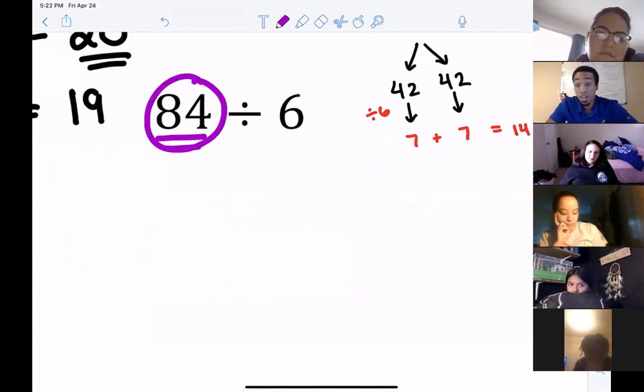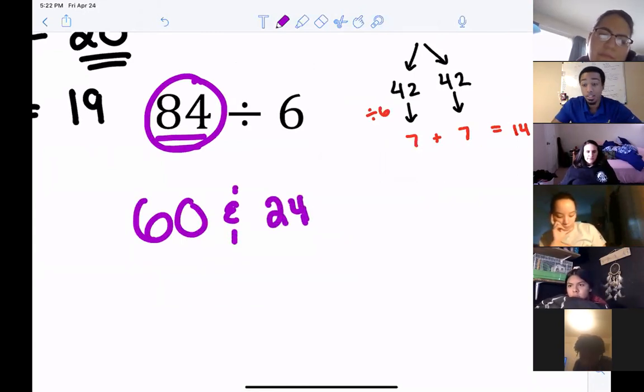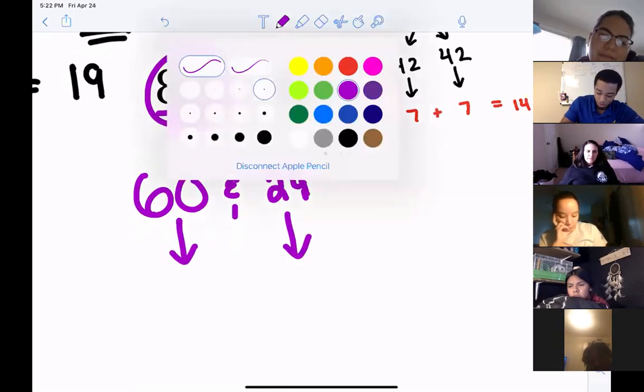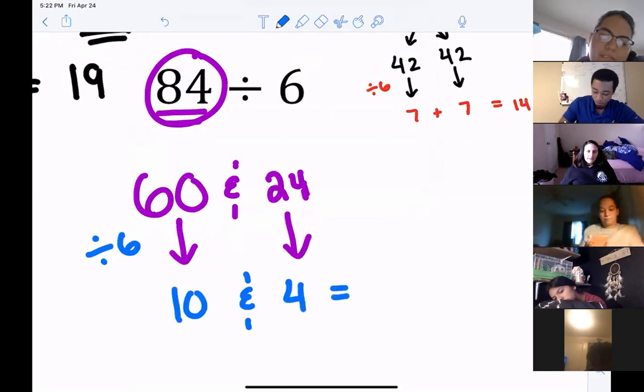84. Is that more than 60? Yeah. By how much? 24. Yeah. That's 60 and 24, guys. And what's 60 divided by 6? Since I'm dividing by 6 now, what's 60 divided by 6? 10. That's 10 and what? And 4. What's 10 plus 4, everybody? 14.